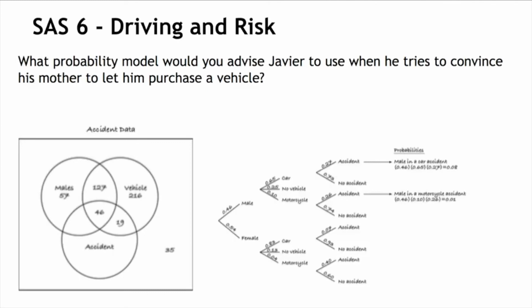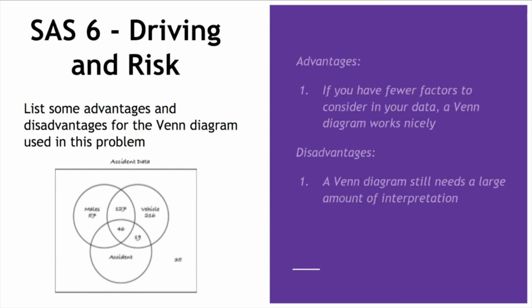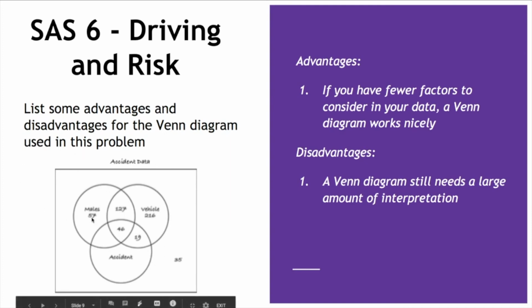What is the probability model you advise Javier to use when he tries to convince his mother to let him purchase a vehicle? Advantages and disadvantages of a Venn diagram. Advantages: if you have fewer factors to consider in your data, a Venn diagram works nicely. It gets a little convoluted the more factors or events that are involved. Disadvantage: it still needs a large amount of interpretation. It's really difficult to look at a Venn diagram and determine probability easily.